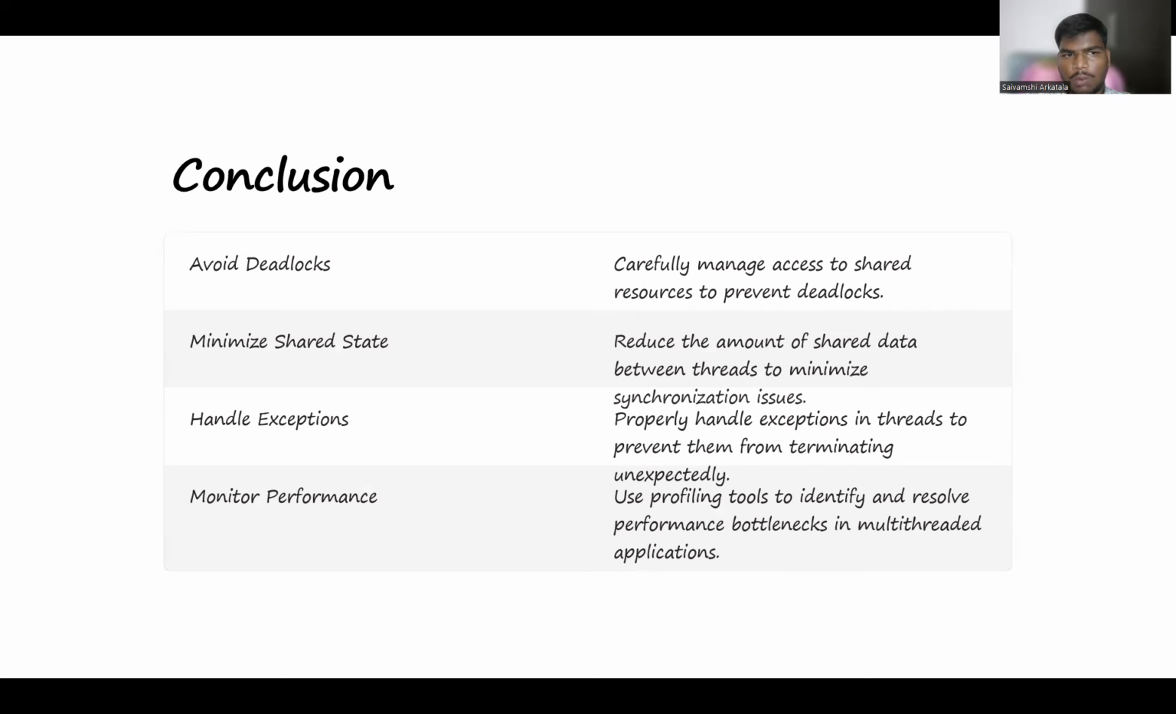So, at the end of the program, we have learned about avoiding deadlocks: carefully manage access to shared resources to prevent deadlocks. Minimize shared state: reduce the amount of shared data between threads. Handle exceptions and synchronization issues: properly handle exceptions in threads to prevent them from terminating. Monitoring performance: use profiling tools to identify and resolve performance bottlenecks in multi-threaded applications.